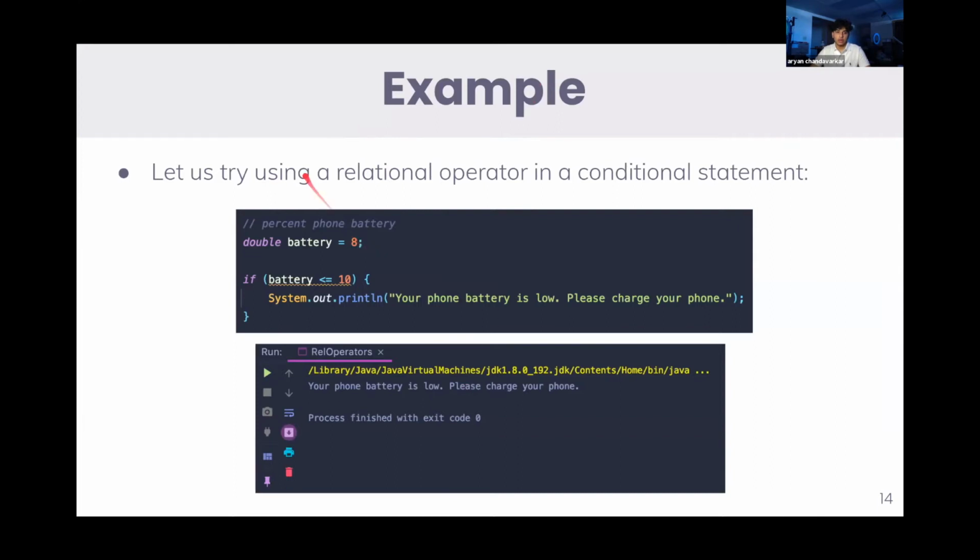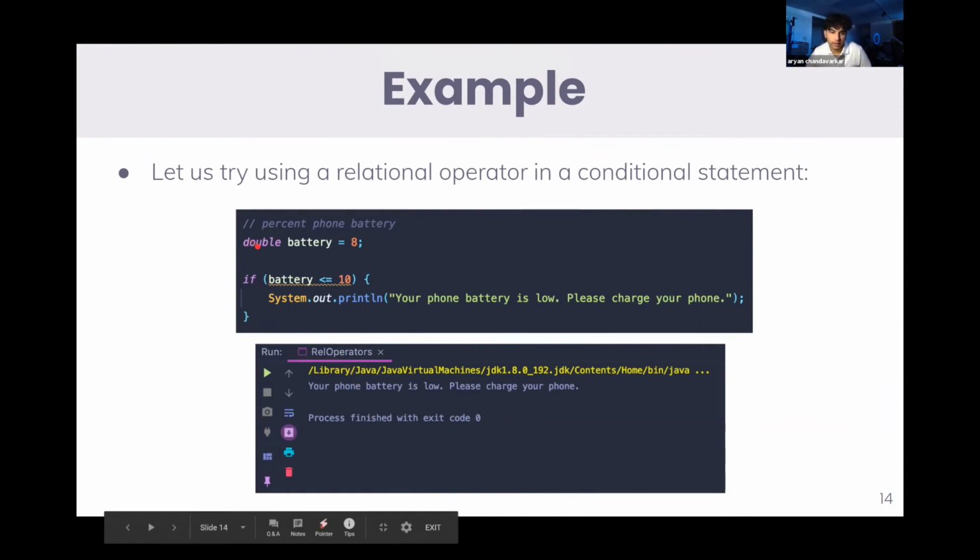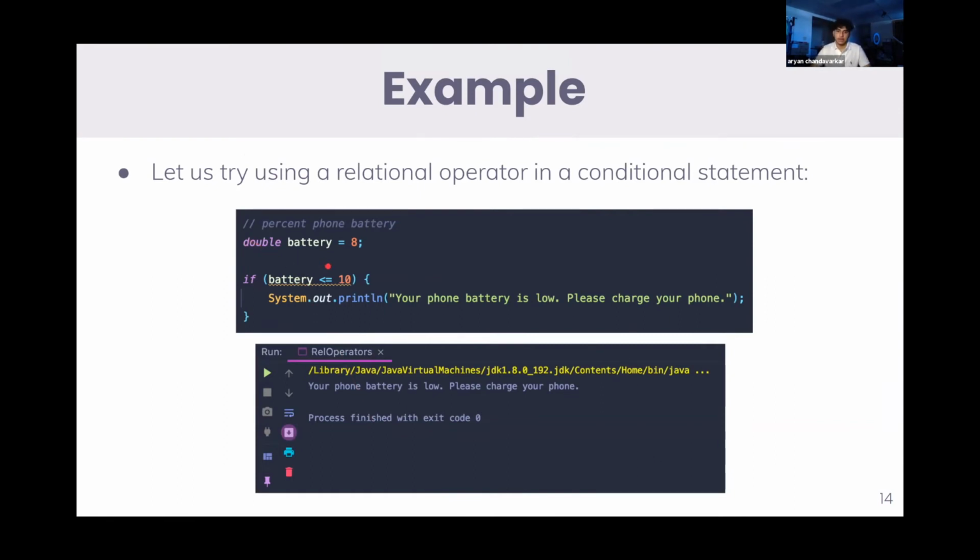Okay, so we're going to use a relational operator in a conditional statement. Now, remember, conditional statements are if statements and else statements. Here we have a double, and basically a double is anything that can include a decimal point. The name of it is battery, and it's 8. So our battery is at 8%. We created an if statement: if our battery is less than or equal to 10%, then your phone will write, your phone battery is low, please charge your phone.